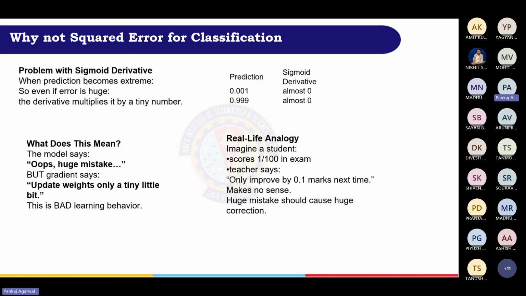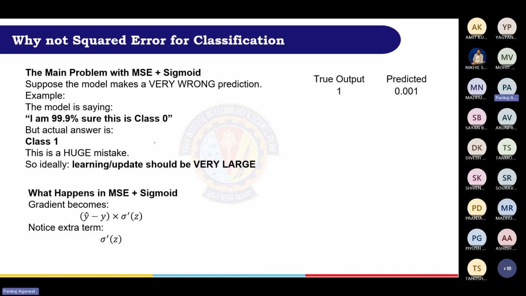I also talked about this particular slide, the problem with the sigmoid derivative. I gave this analogy also, if you remember: imagine a student who scores 1 out of 100 in the exams and the teacher still says to improve only 0.1 marks next time. This is not realistic, right? It doesn't make any sense. So just go through this. I gave this thought process also, right?